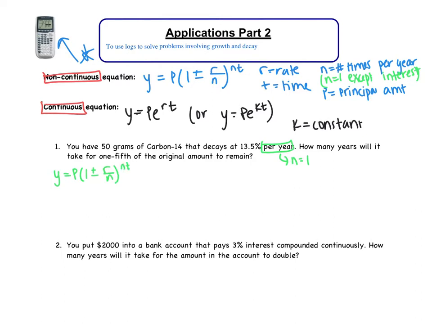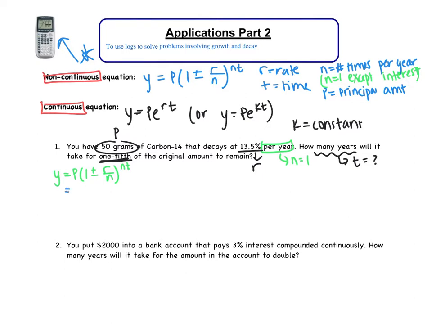Again, you're only going to use the second equation if the problem says continuous. So let's see what information we have. It says 50 grams. That's what we're starting with. 13.5% is our rate. Per year tells us it's once a year. How many years tells us that we're looking for T. If we're looking for T, we should know all of the other numbers.